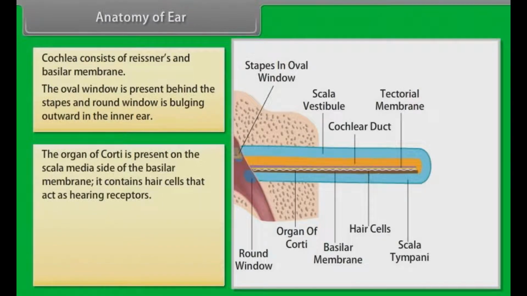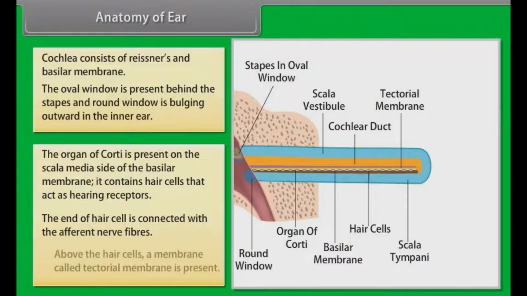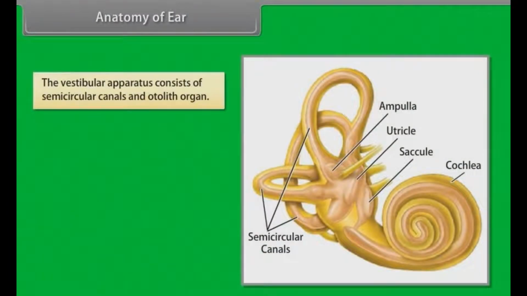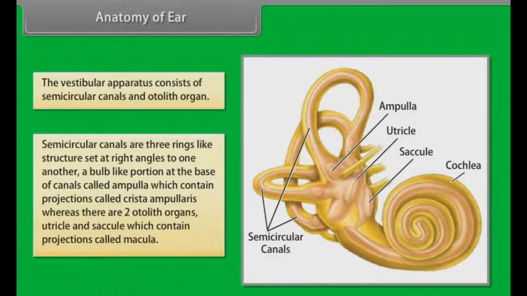The organ of Corti is present on the scala media side of the basilar membrane. It contains hair cells that act as hearing receptors. The end of the hair cell is connected with afferent nerve fibers. Above the hair cells, a membrane called the tectorial membrane is present. The vestibular apparatus consists of the semicircular canals and otolith organs. Semicircular canals are three ring-like structures set at right angles to one another, with a bulb-like portion at the base of the canals called the ampulla, which contains projections called the crista ampullaris, whereas there are two otolith organs, the utricle and saccule, which contain projections called the macula.